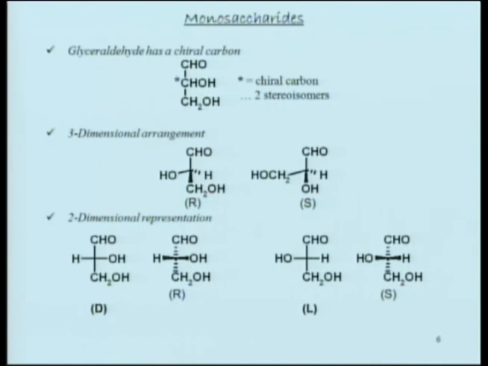Right? So in this particular case, that is the least priority group. It is facing away from you. So if you look from that side, this is 1, 2, and 3, and therefore this is R. Yeah? In this particular case, that is again away from you.